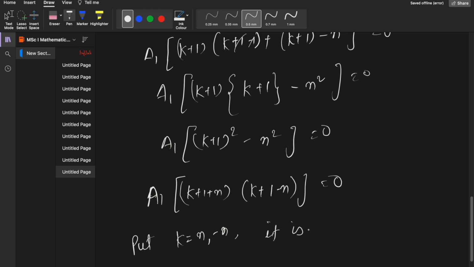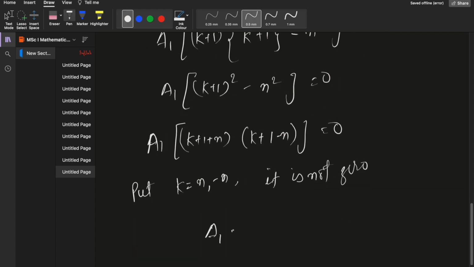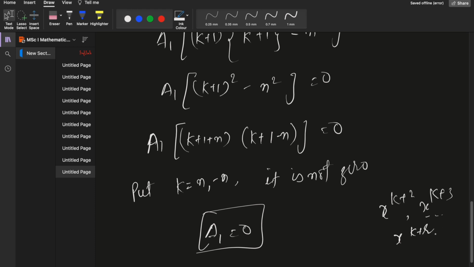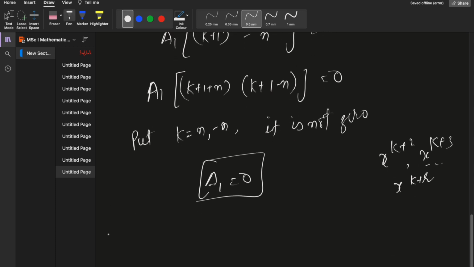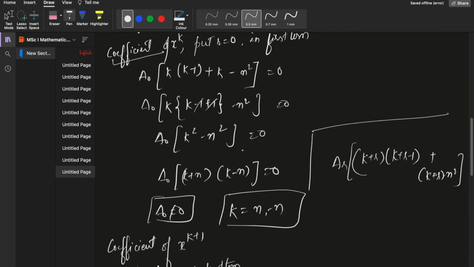It is not 0. So that means A1 must be 0. Now I can calculate the coefficient of x to the power k plus 2, x to the power k plus 3, or in general, x to the power k plus r. So where can I find x to the power k plus r?